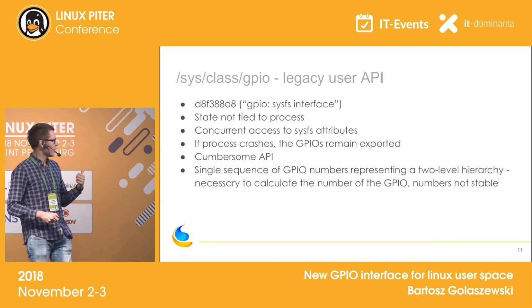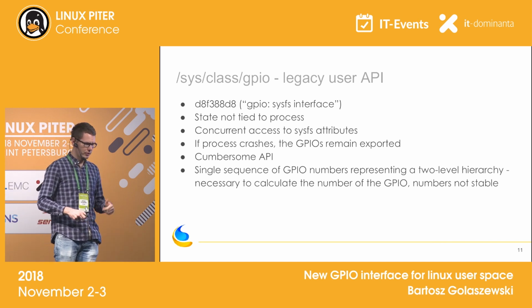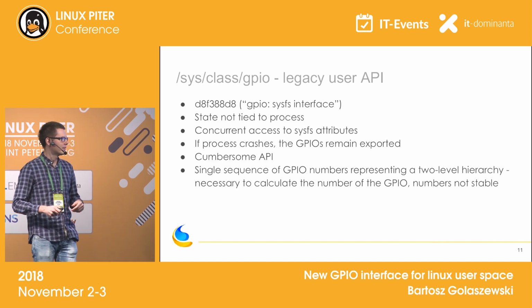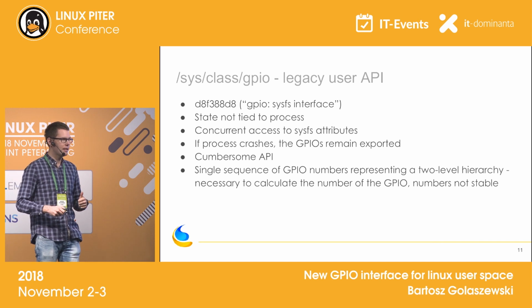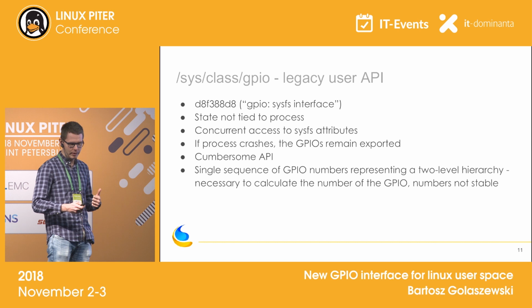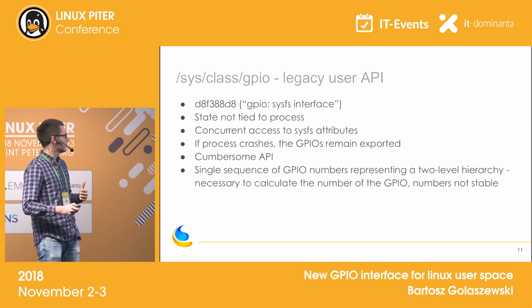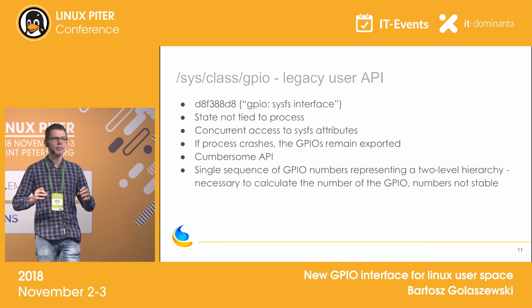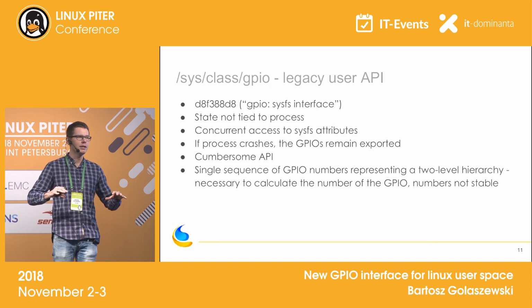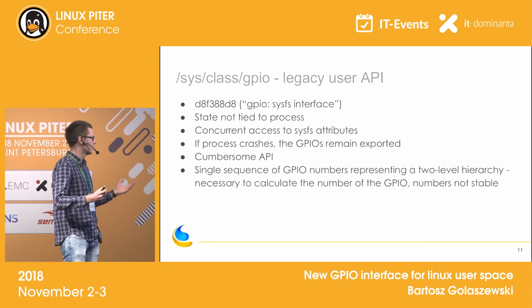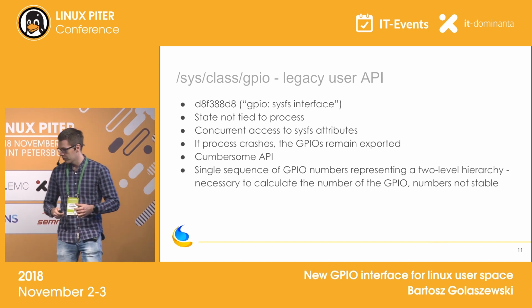And then the API is quite cumbersome. It's difficult to use because you have to deal with several files for each GPIO line. It's difficult to look up lines by name. It's difficult to poll them, and not reliable as well, which I'm going to talk about in a moment. And also the whole concept is wrong because we basically try to represent something that is a two-level hierarchy with a flat representation. So yeah, this is something that we don't really want.